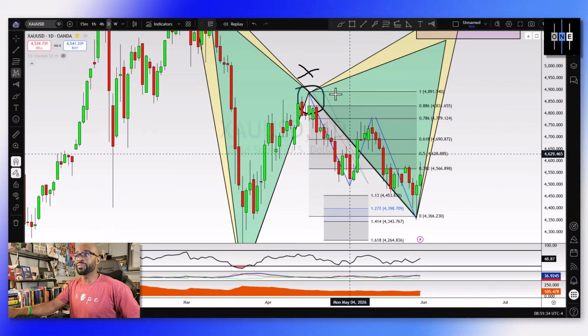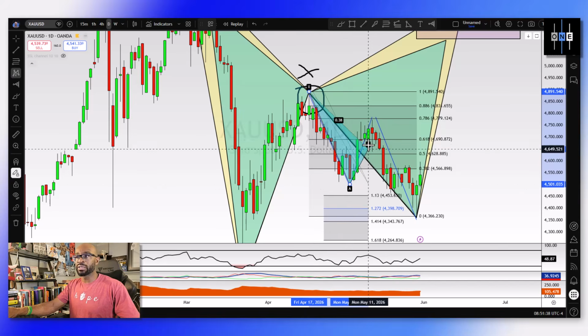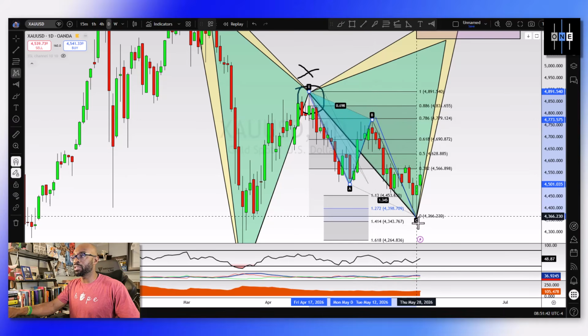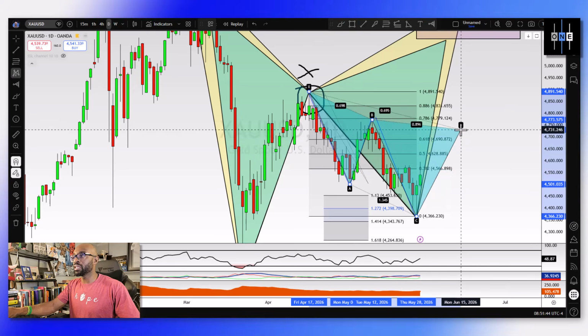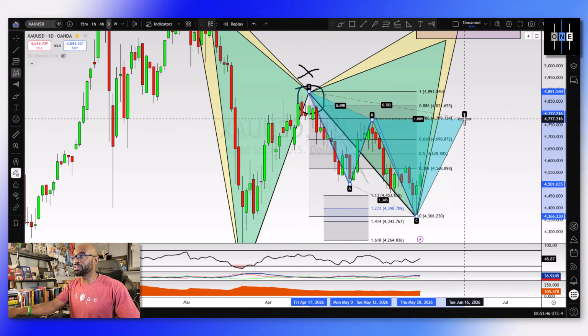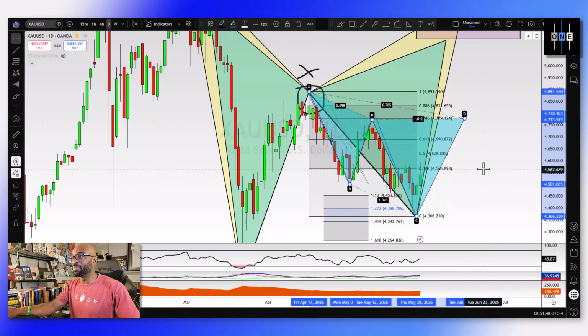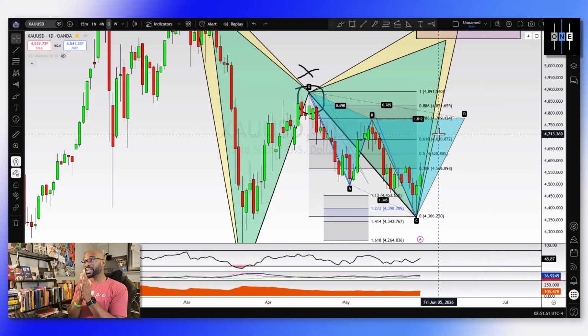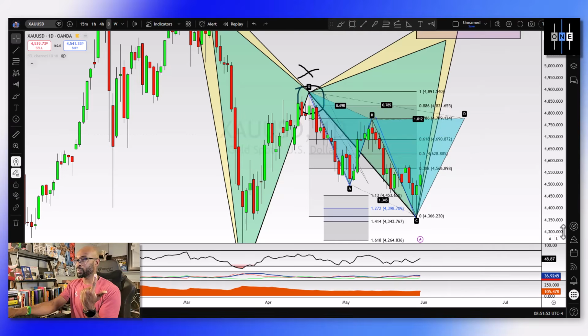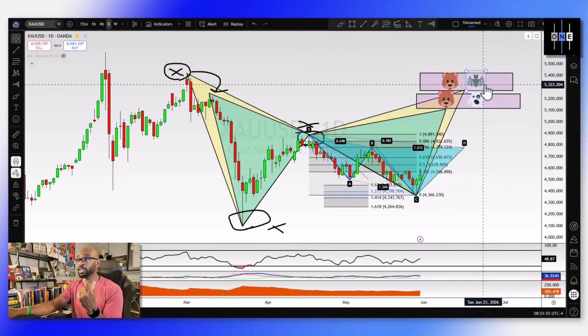So this would give us a valid cipher looking like this: X to A, to B, B to C, and then a CD completion right up there above that B leg, just barely. So potential bull, a bearish Gartley or bat, right?